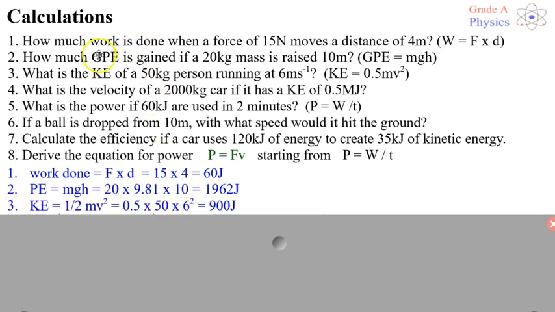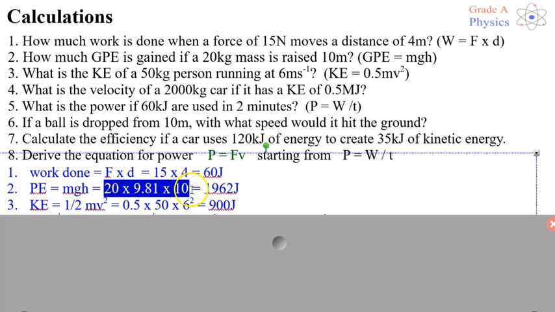The next two, again, GCSE standards, GPE, mgh, mass times g times height, nice easy calculation. Remember we're using 9.81, not 10, as you might have done at GCSE. And we get our answer, 2, 3 or 4 sig figs would be fine, and we've got joules. Half mv squared, again, a standard at GCSE. Just make sure we're only squaring the velocity. So some students square everything, it's just the velocity squared, times by 50, and then divided by 2 or times 0.5, and we get 900 joules.